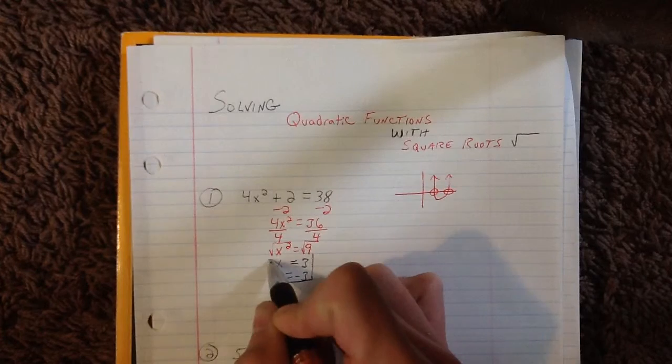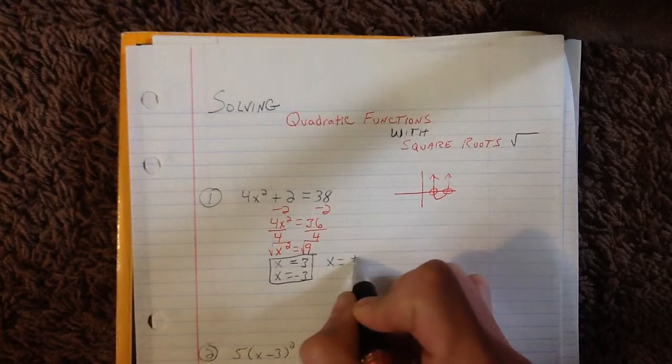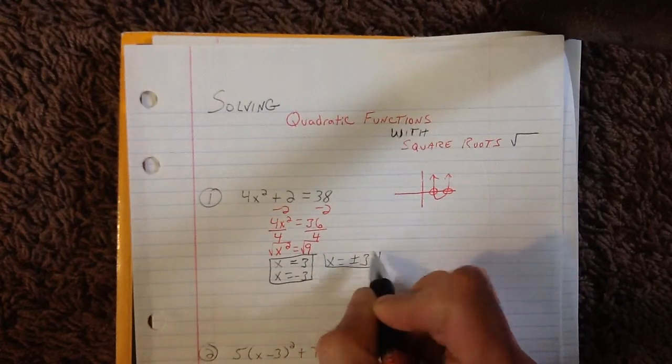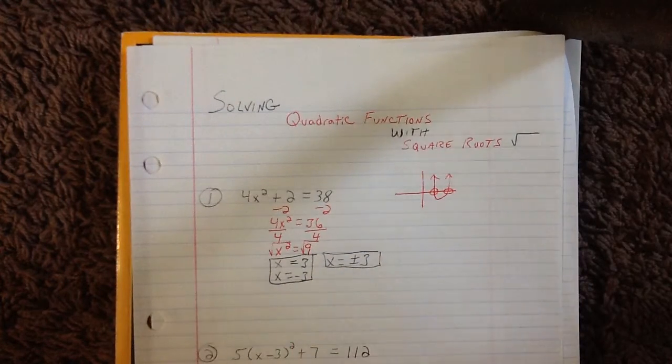You can write them both out separately, or you can use the shorthand symbol, like so.